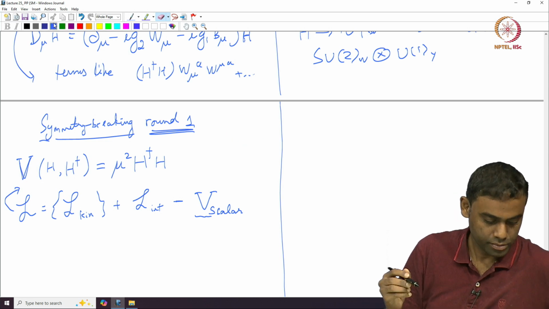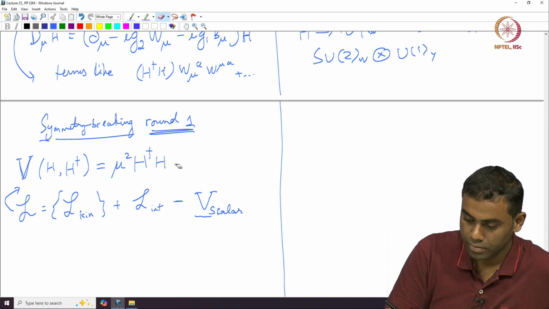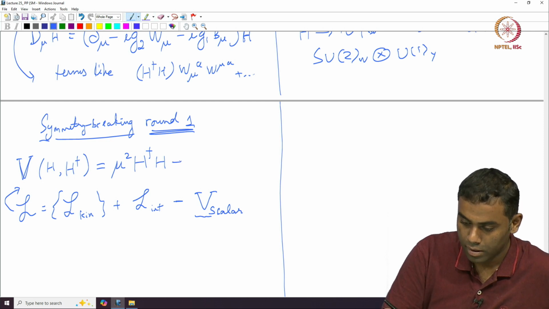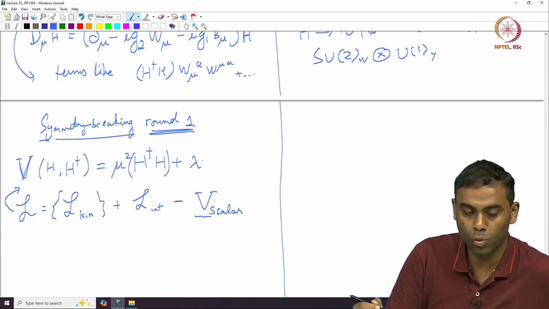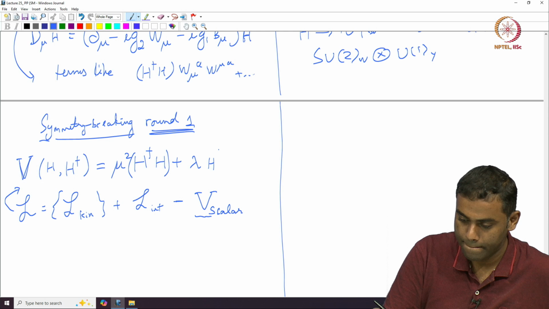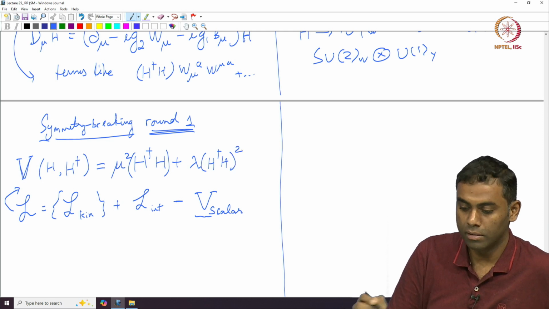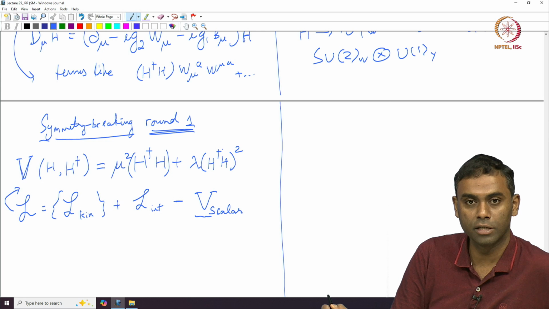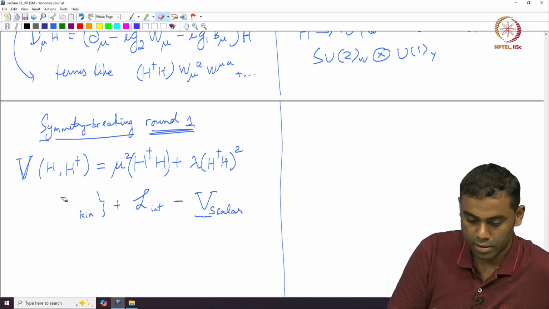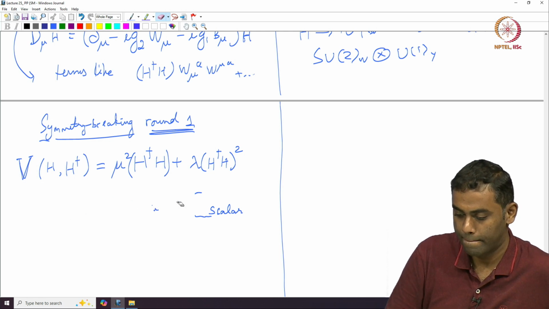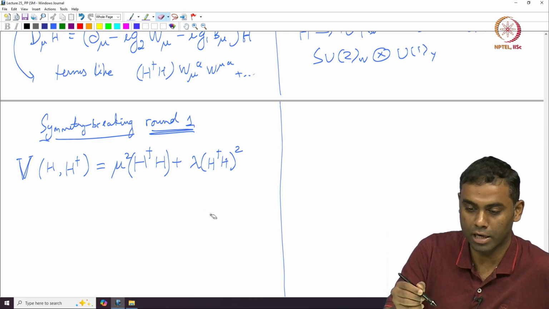So, let me write the other term that is possible, which is a quartic term. Do you agree that this is invariant under SU2? So, this I can always write. Okay. So, in the normal course of things, I will just stop here. These are the only two terms I can write in the potential.